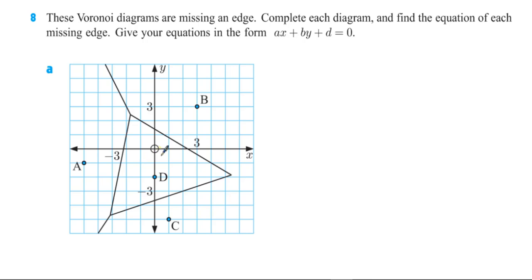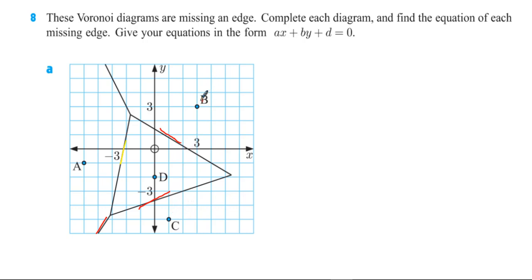So how many sides do I have? Four sides, A, B, C, D. Between A and D, I have the edge. Between B and D, we have the edge. Between D and C, we have the edge. Between A and C, we have. Between B and C, we don't have the edge.